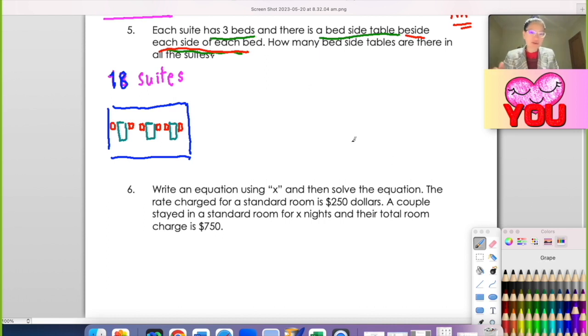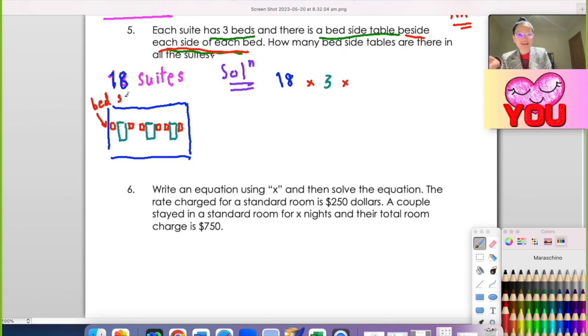So do you have any idea how we can solve the question? What we're going to do is, we have 18 suites, the rooms, and in each room we have 3 beds, so multiplied by 3. 18 multiplied by 3. And each bed has 2 sides, so one bed has 2 bedside tables. Does that make sense? That small little one is the bedside table. Does that make sense when I draw the model for you? So you multiply by 2 and then this is your answer.